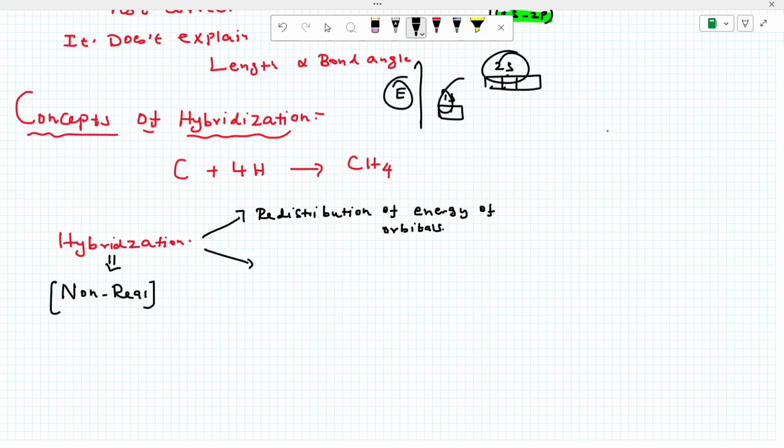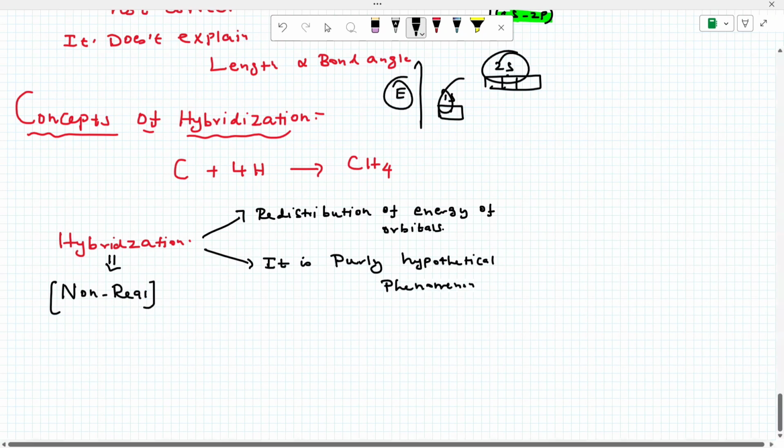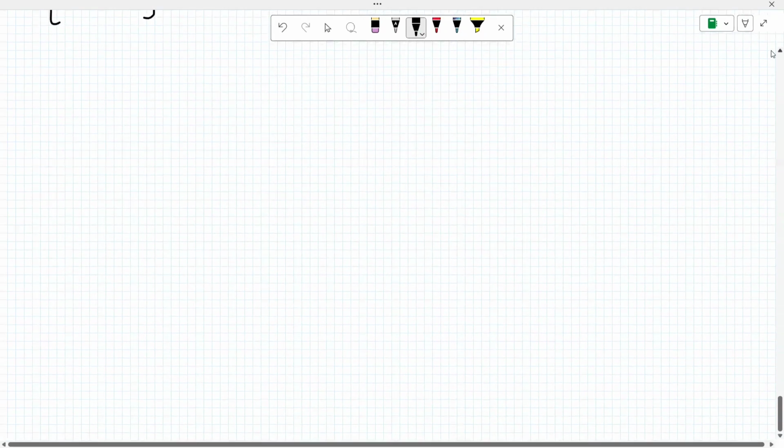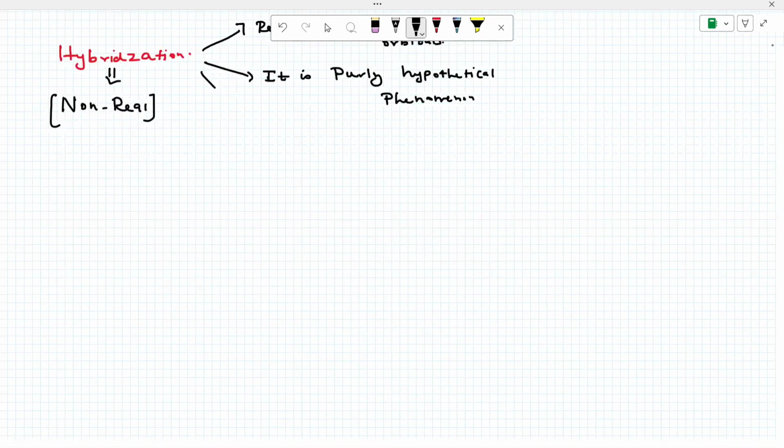Now second one, it is a purely hypothetical phenomenon. Please note. Okay, it's a non-real. அதான் சொன்னேன். Now, listen. Now this hybridization concept is very important. This concept cannot be explained. Cannot be proven.